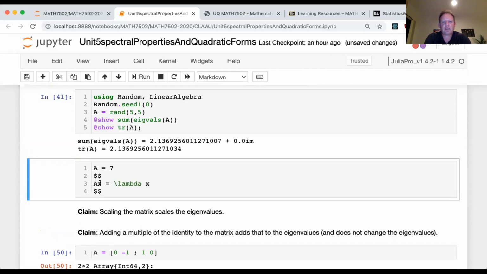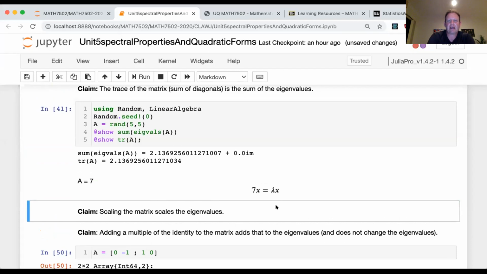So we want 7x is lambda x, yes. So lambda is 7, okay? Good. All right, so the scalar is just its eigenvalue. The thing is, when you get to a matrix, the 2 by 2 matrix already has 4 numbers, but how many eigenvalues does the 2 by 2 matrix have? Just 2 eigenvalues. So these 2 eigenvalues kind of tell you something about the matrix.